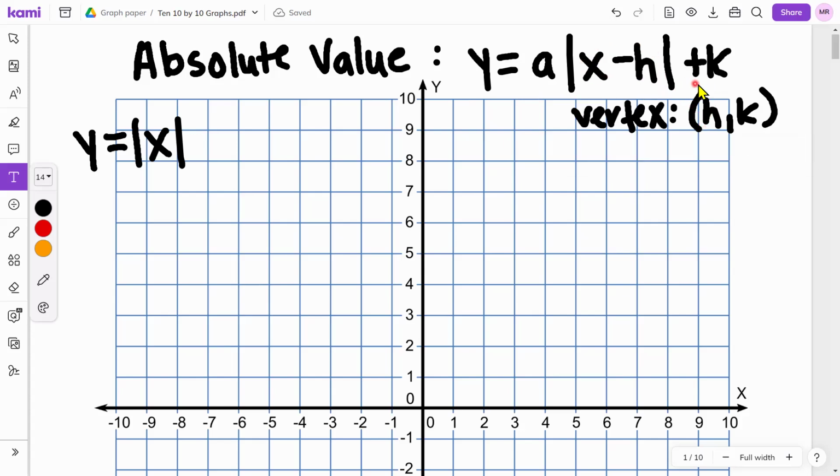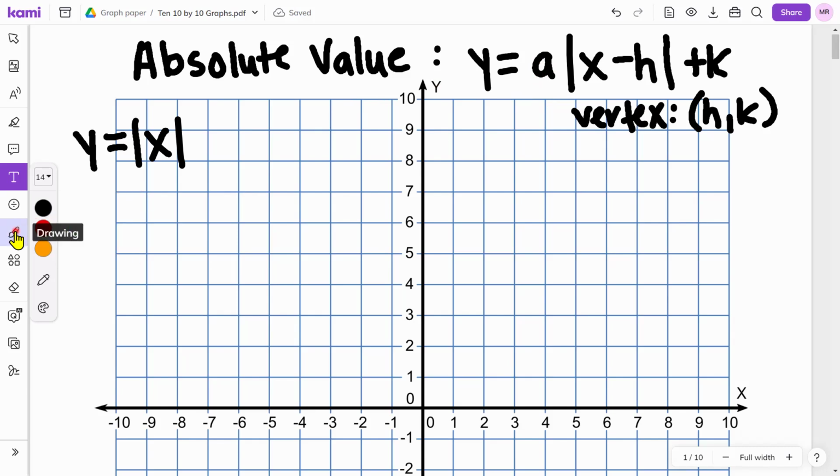And then whatever's being added or subtracted outside is going to be your k, which is the y coordinate of your vertex. Now, for an absolute value, this A is like all the other graphs we've done, it is a stretch. But an absolute value graph is a V shape, so it is linear in nature. So this A, which is a stretch, you are timesing all of your outputs by whatever your A is. But it's also, since it's linear, like a slope. So first, let me just graph what a basic y equals absolute value of x looks like.